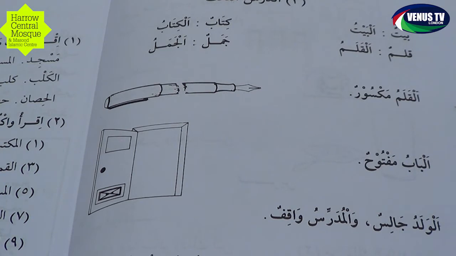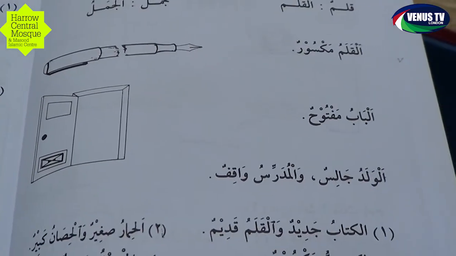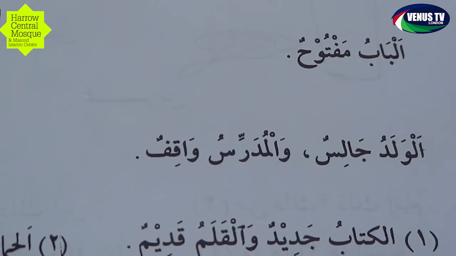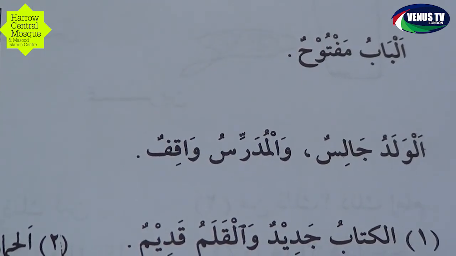Al-Waladu Jalisun. Al-Walad is a Mubtada. Jalisun is a Khabar. Let's ignore the wa in between at the moment. That just means and. And al-mudarrisu waqifun, this is the second sentence. Al-mudarrisu waqifun, al-mudarris again is mubtada, and waqifun is a khabar. Now, let's go down.